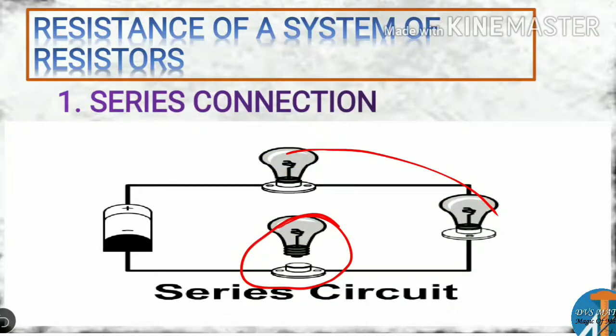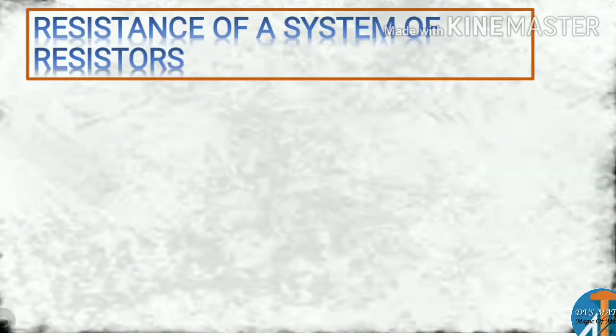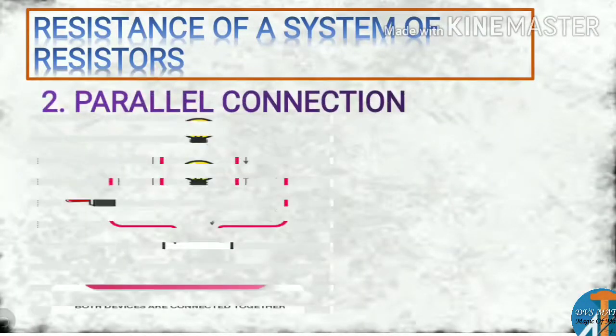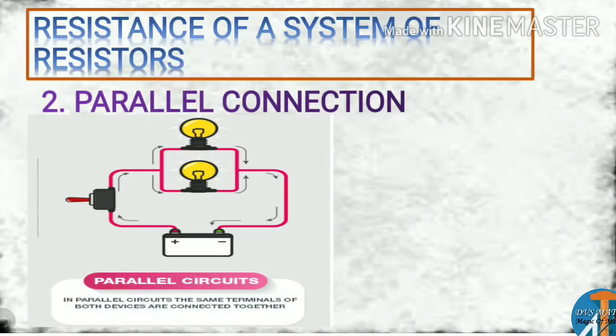So here, if one of the bulbs is not working, the remaining two also will not work. That is the main disadvantage of series connection. If you go for parallel connection, it is like this, one below the other, and there is a separate flow of charges here.